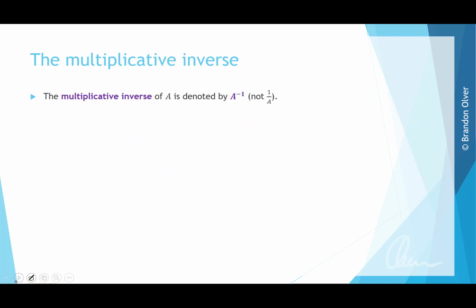The multiplicative inverse of A is denoted by A^-1, and it's important to note that this is not 1 divided by A, but just a convention to represent the inverse. The multiplicative inverse is defined to be the matrix such that A multiplied by its inverse is equal to the identity matrix, and similarly, the inverse matrix of A multiplied by A also gives the identity.